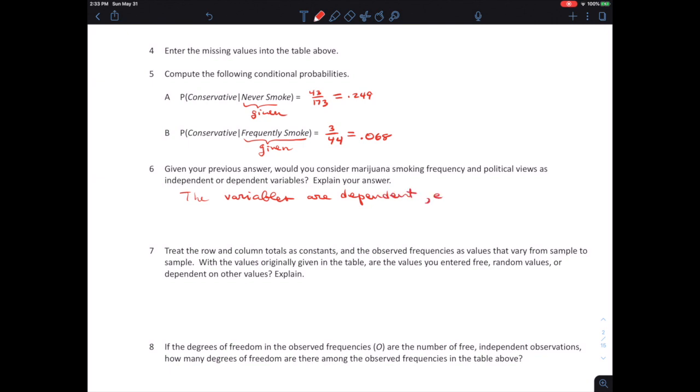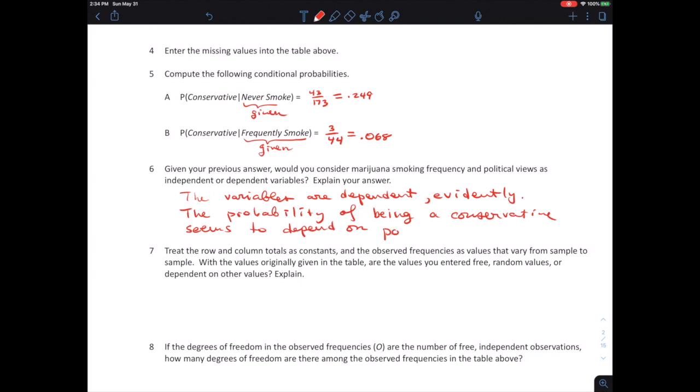I'm going to say evidently. This is not proof yet. The probability of being a conservative seems to depend on pot smoking frequency. And that's all it means to be dependent.